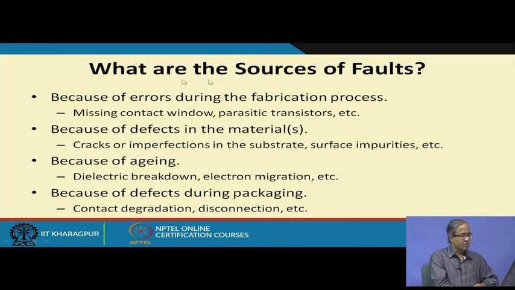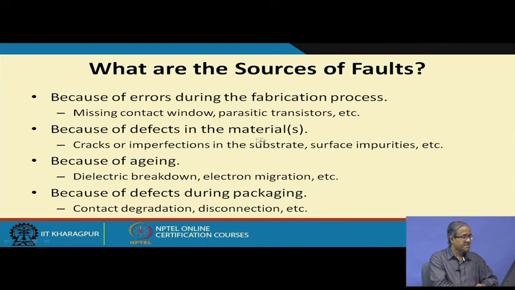So, talking about the sources of faults, we said that the faults can be because of errors during the fabrication process. Like, we actually fabricate some rectangular patterns on the surface of the silicon. Some of such rectangular patterns may be missing, this is called missing contact window. Accidentally, some diffusion and polysilicon layers might overlap, leading to parasitic transistors and so on.